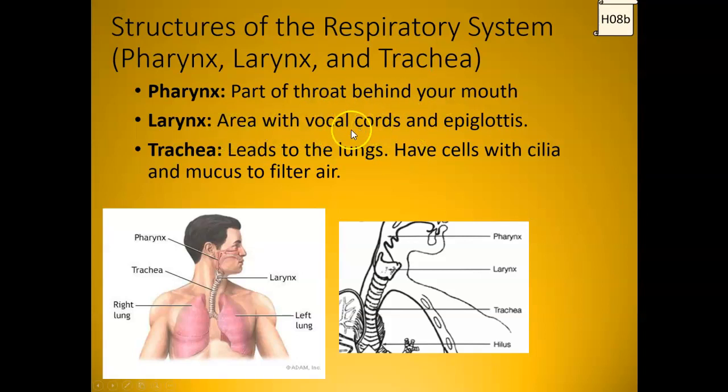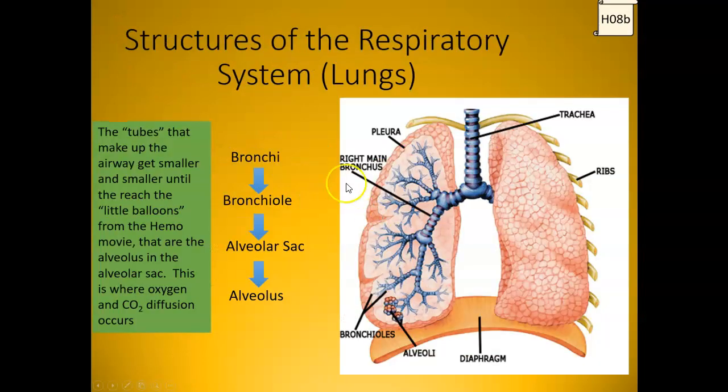So the larynx has vocal cords, it has something called the epiglottis, which is what seals off your throat when you eat or drink, so you don't get food or water down into your lungs. And then the trachea has cilia and mucus that again is continuing to filter and remove particles from the air. The trachea comes down into here, and then we talked about it branching.